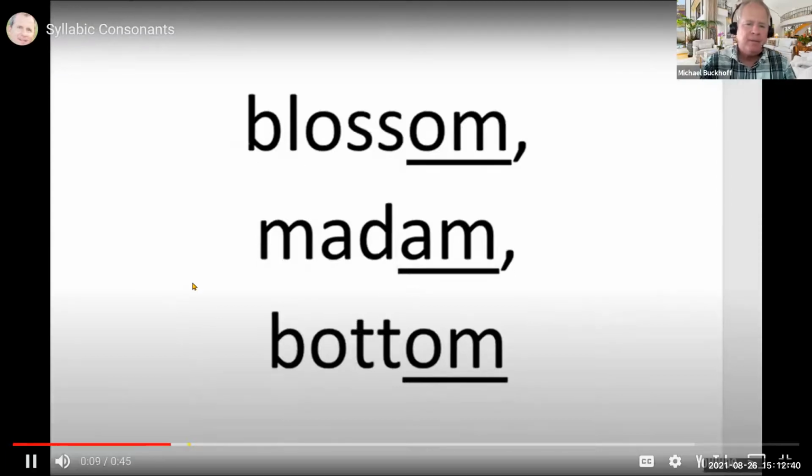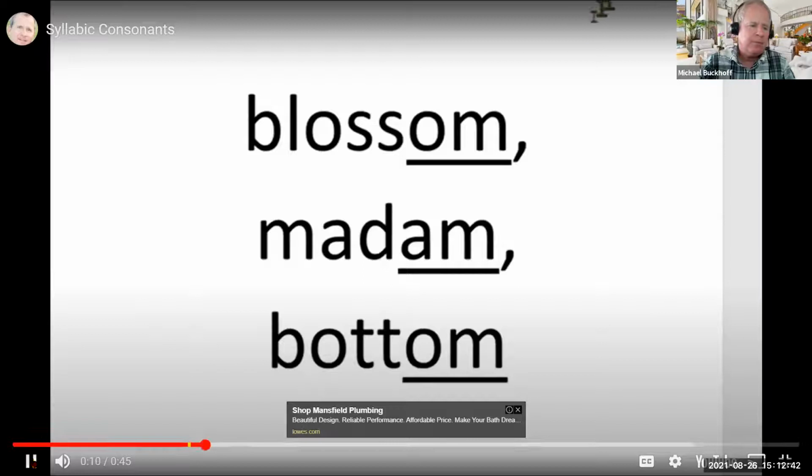Blossom, madam, bottom. So syllabic consonants: when we say syllabic consonant, it simply means there's a vowel and a consonant embedded together that you can't separate them.